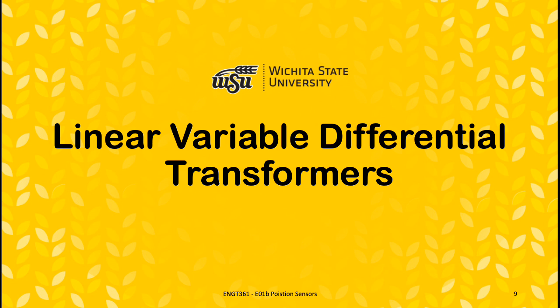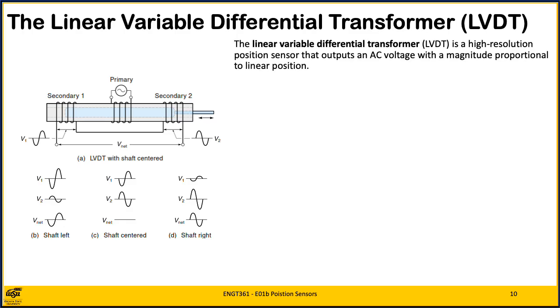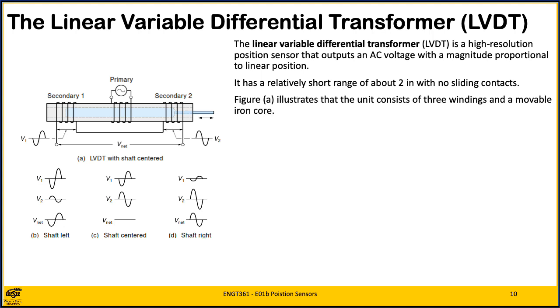Linear variable differential transformers. Simpler than the name suggests. The linear variable differential transformer, or LVDT, is a high-resolution position sensor that outputs an AC voltage with a magnitude proportional to the linear position. It has a relatively short range of about 2 inches, but it has the advantage of no sliding contacts.